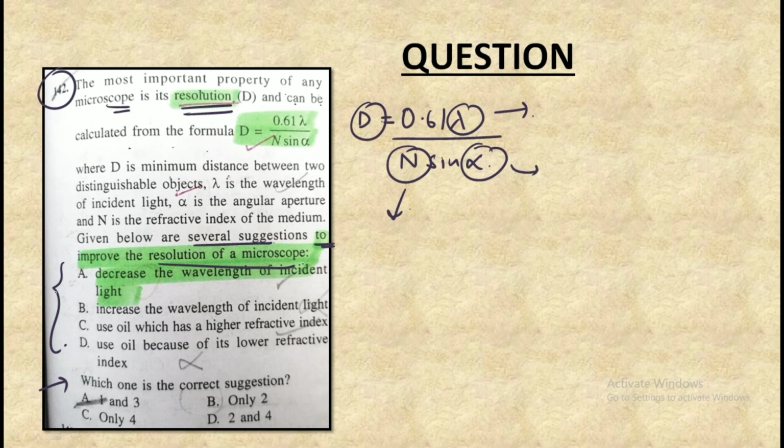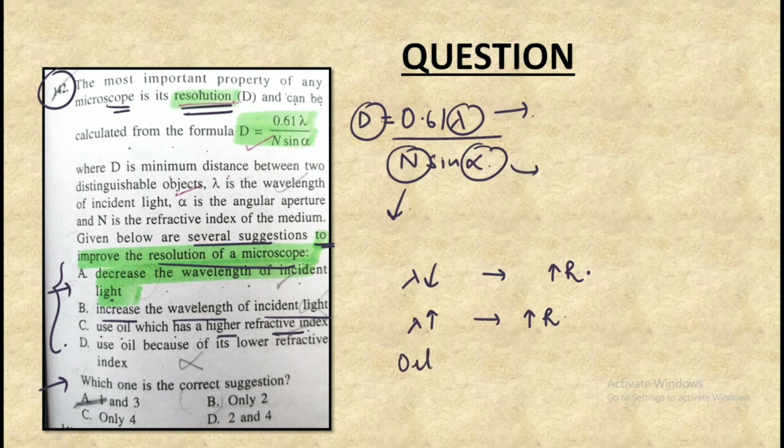So the first suggestion is to decrease the wavelength of the incident light. In the first case we are saying that if we decrease the wavelength of the incident light, there could occur increase in the resolution. The second one says to increase the wavelength of the incident light. In the second case it is saying that we need to increase the wavelength in order to increase the resolution. The third one says to use oil which has higher refractive index.